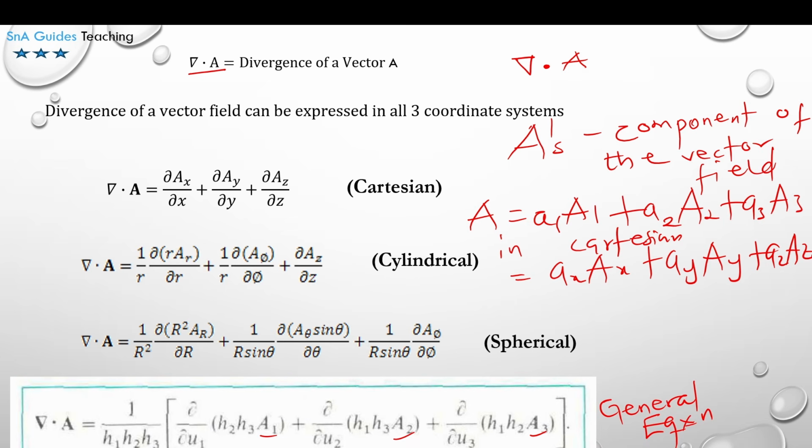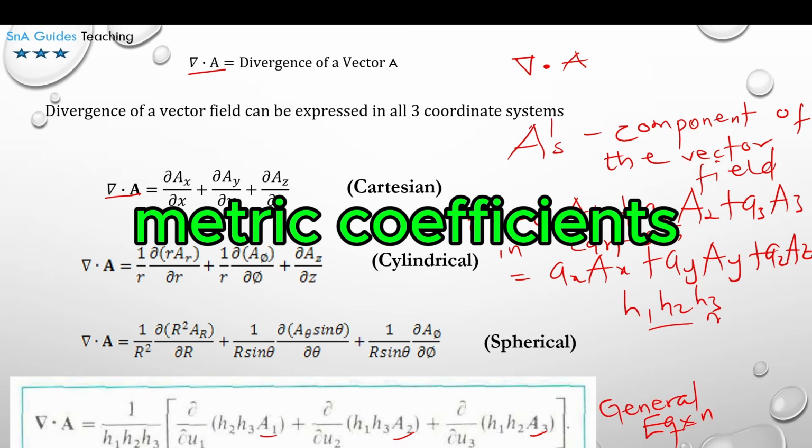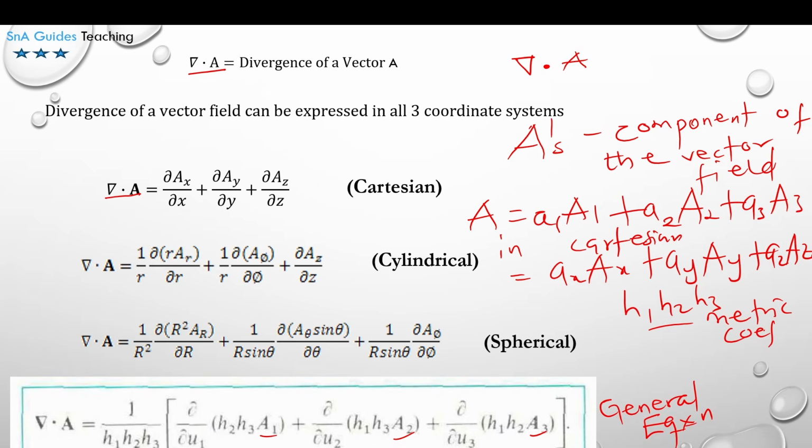That is why, when we were writing it for just Cartesian, we had the partial differential. Sorry, and then the H1, H2, H3 are referred to as the metric coefficients. In Cartesian, the metric coefficients H1, 2, and 3 are all 1. So we are going to have 1 over 1 here, multiplying the differential of H2, H3, which are also 1, and then you have A1.